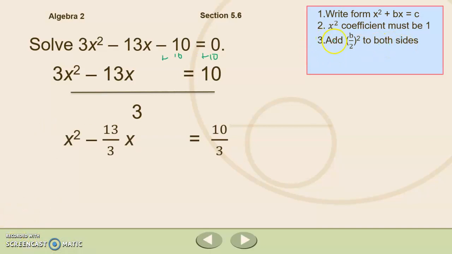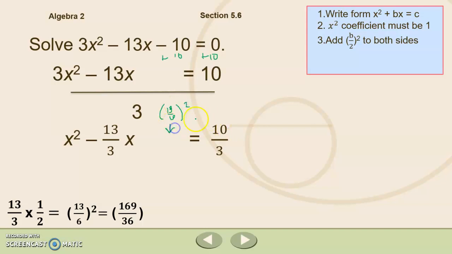Now let's complete the square. Add b divided by 2 squared to both sides. Now, in this case, 13 over 3 divided by 2 is going to leave me with a fraction. So it's really going to be better to not multiply out that completed square term. 13 over 3 divided by 2, which is the same as times 1/2, gives me 13 over 6 squared. I'm going to leave that 13 over 6 squared term here. I'm not going to multiply it out. When I add to one side, I need to add to the other.